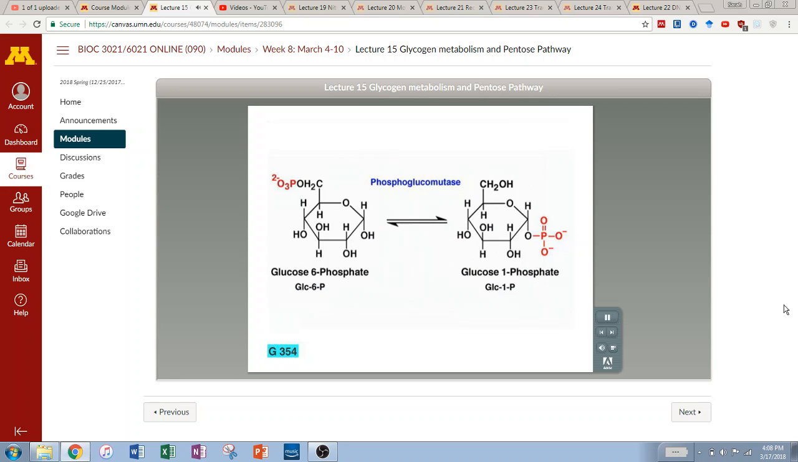The glucose 1-phosphate units produced by phosphorylase A are converted to glucose 6-phosphate by the enzyme phosphoglucomutase. The glucose 6-phosphate can then enter into the glycolysis pathway.